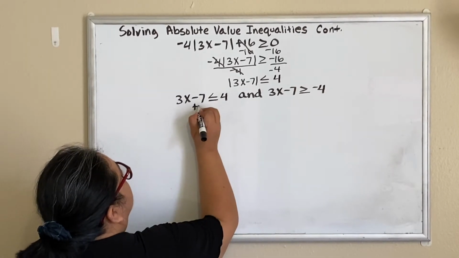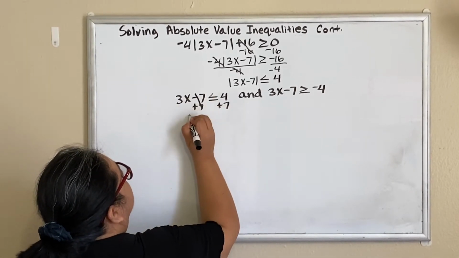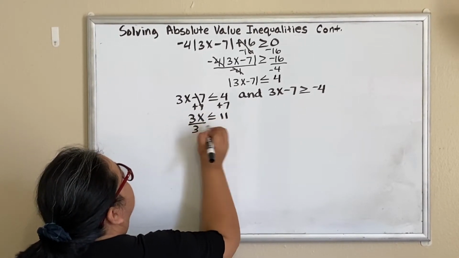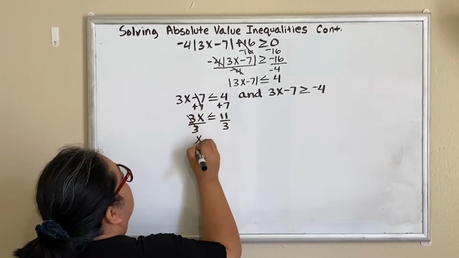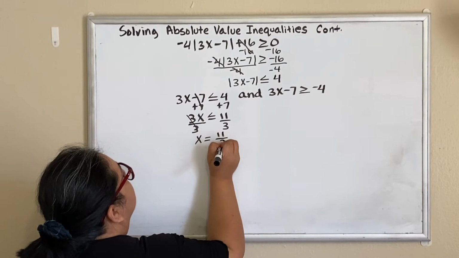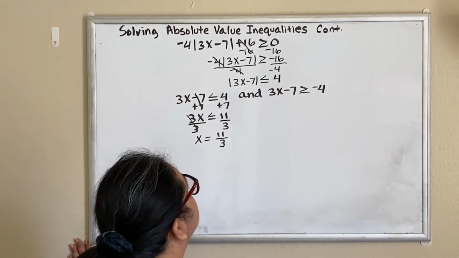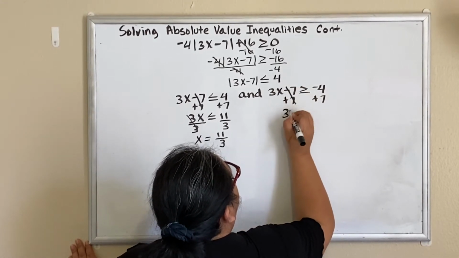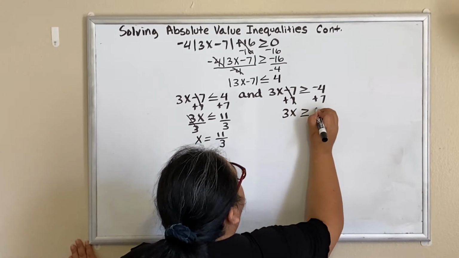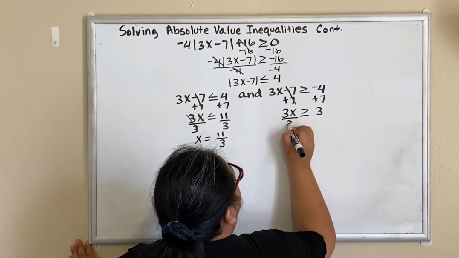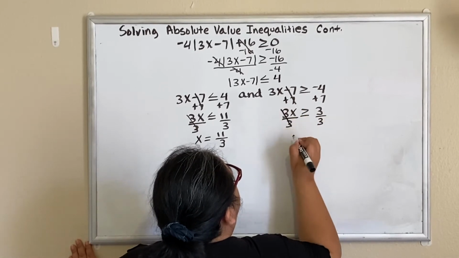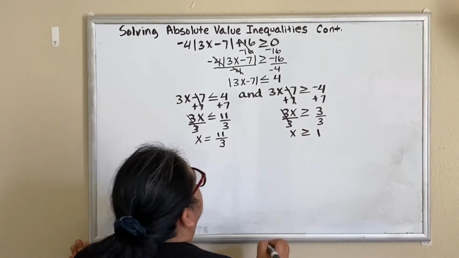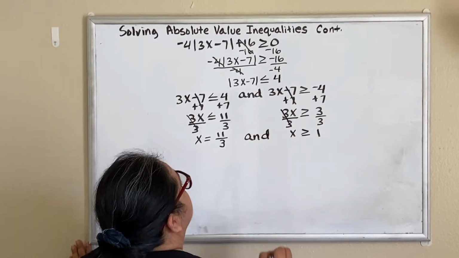And then we solve. So we're going to add 7 to both sides here. And we get 3x is less than or equal to 11. Divide by 3 on both sides. And we get x is less than or equal to the fraction 11 over 3. On the other side, we're going to add 7 to both sides. And we get 3x is greater than or equal to positive 3. Dividing by 3 on both sides, this reduces, and we get x is greater than or equal to 1. And this is an and statement.